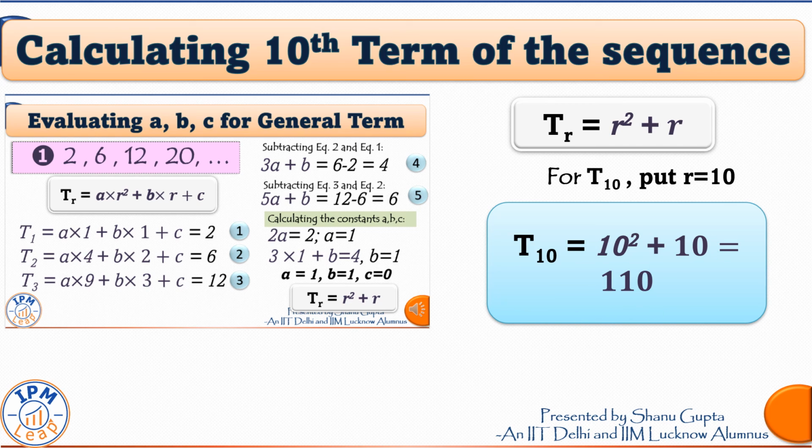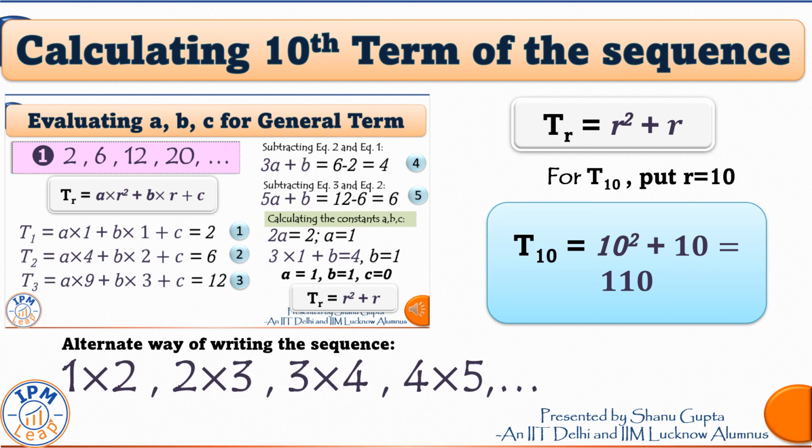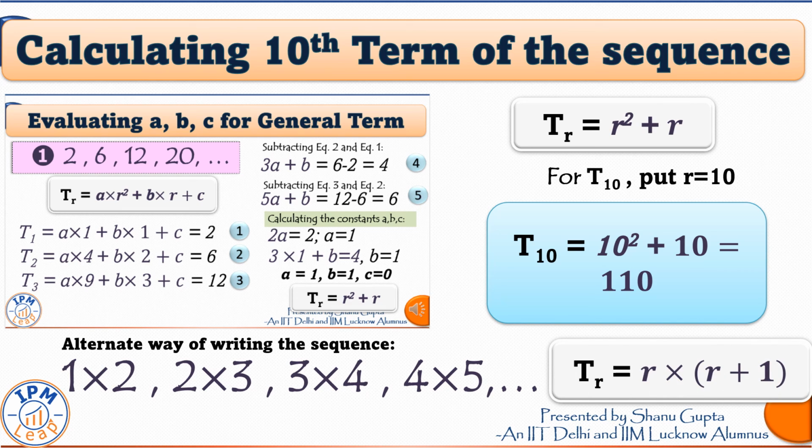Now let me clarify here that some of my students are able to spot right at the beginning that 2 can be written as 1 into 2, 6 can be written as 2 into 3, 12 can be written as 3 into 4 and so on. In general, the rth term can be written as r into r plus 1.